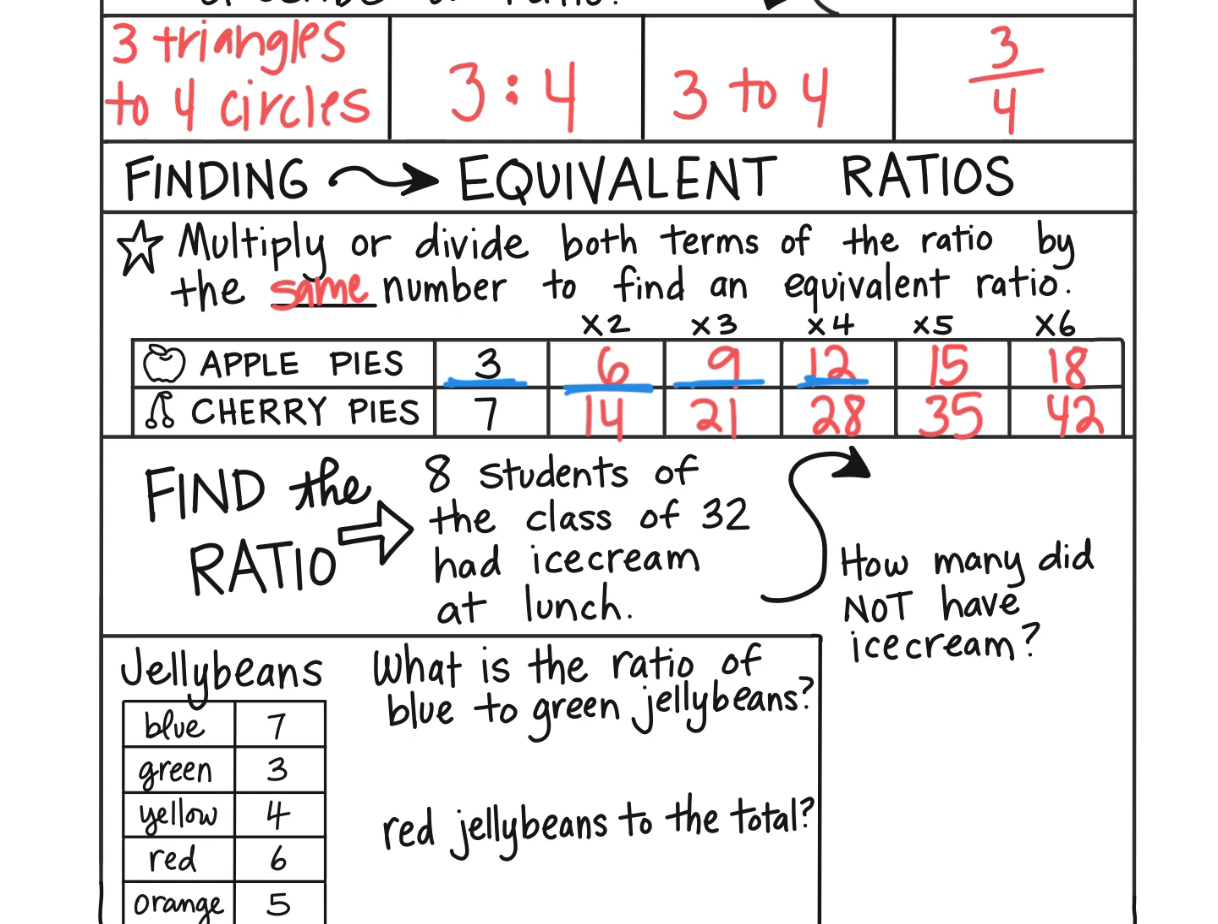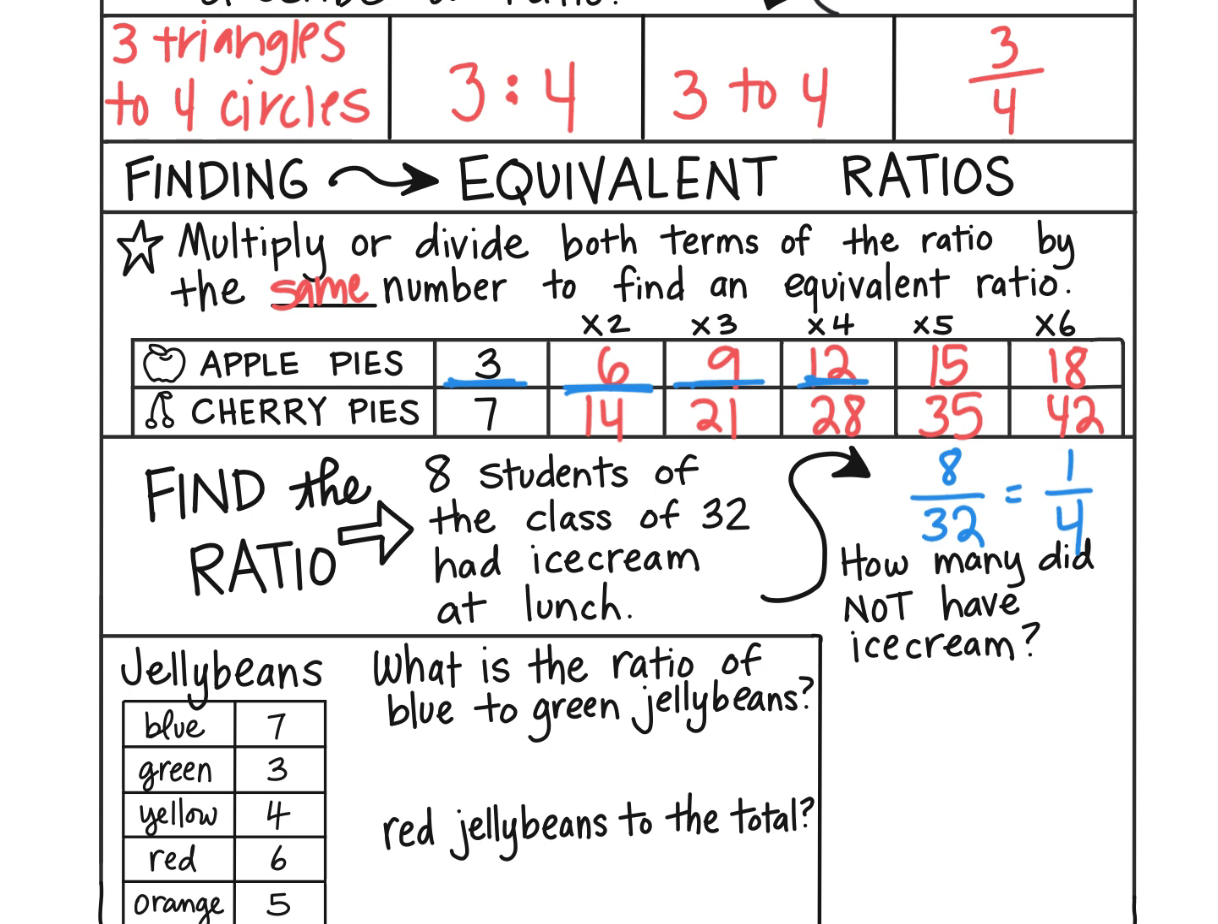Whoa, that's not right. That is not a pen. Let me get my pen. There we go. My ratio of students who had ice cream is going to be 8 to 32. If I were to reduce that, what would that reduced ratio be? Yes, it would be a 1 to 4 ratio. See how this is kind of similar to fractions a little bit?